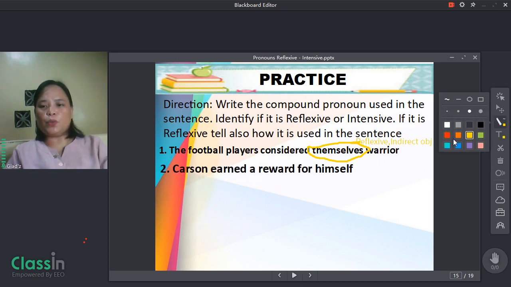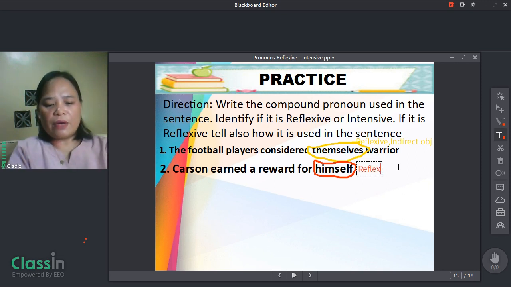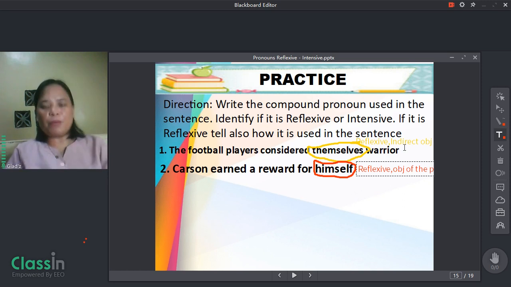In number two, the compound pronoun here is himself. What kind of compound pronoun is this? This is also a reflexive, and it is used as object of the preposition. The preposition used there is for. Okay, did you get it?